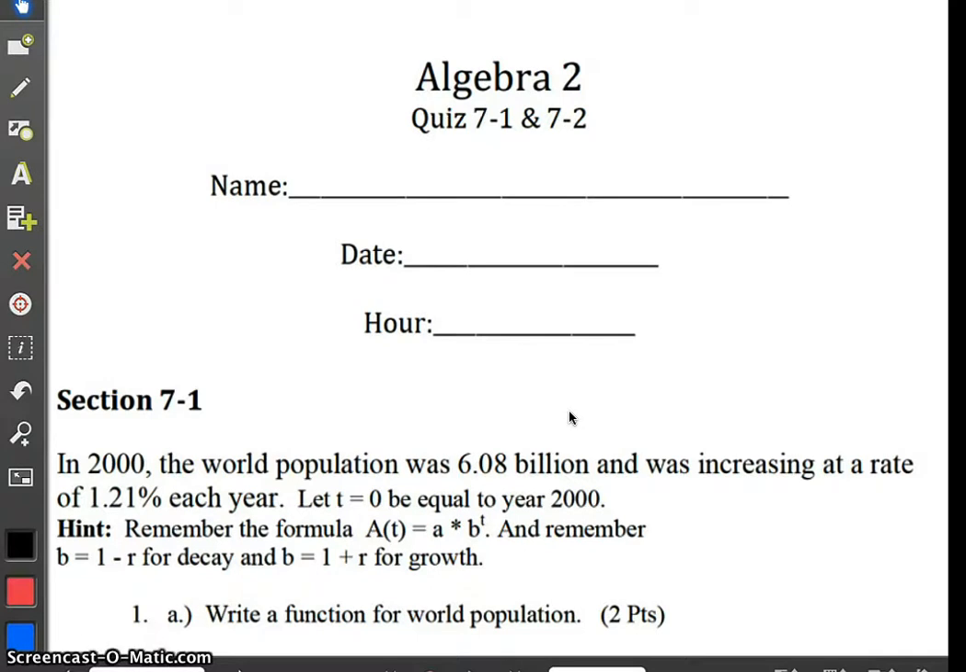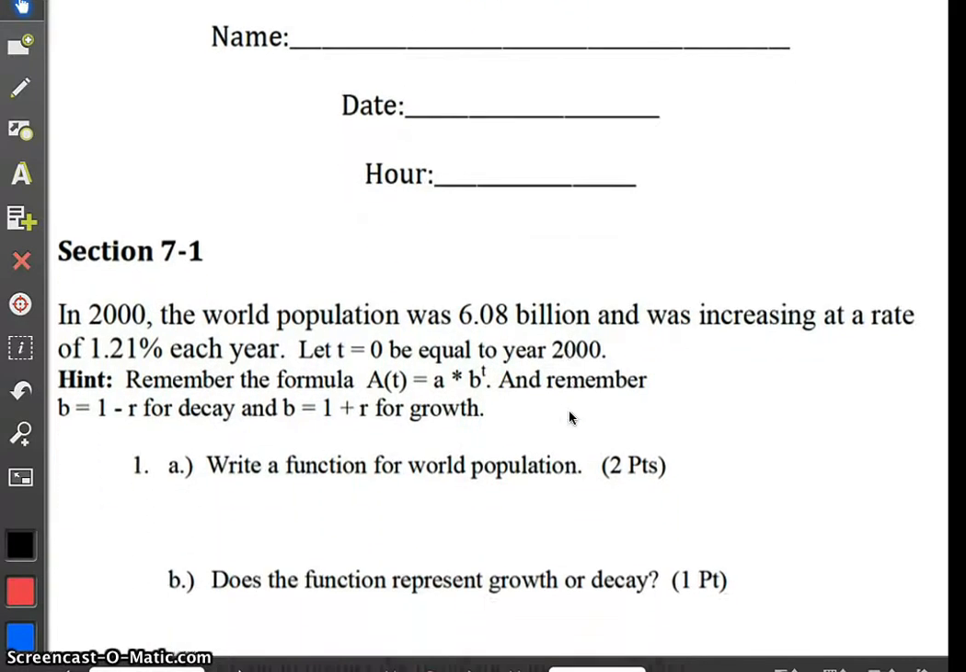For starters, it says in 2000 the world population was 6.08 billion, and it increased by a rate of 1.21% each year. Let t equals 0 be equal to year 2000. Remember the formula, and I gave you a little hint: if it was decrease, then the b-value would be 1 minus your rate, and if it was increase or growth, it'd be 1 plus. Okay, let's take a look at this problem.